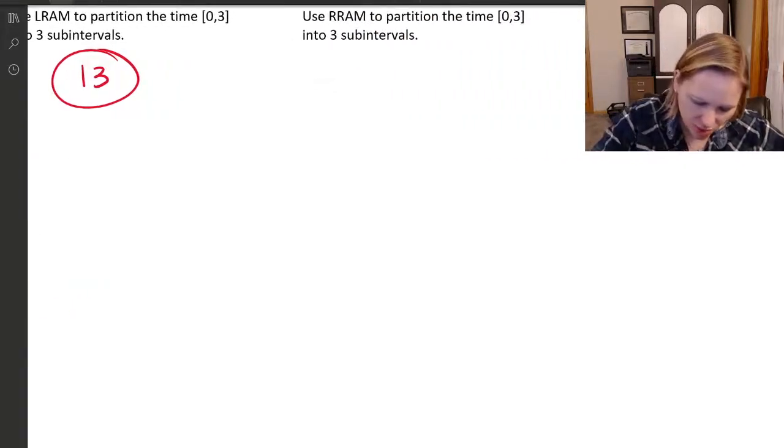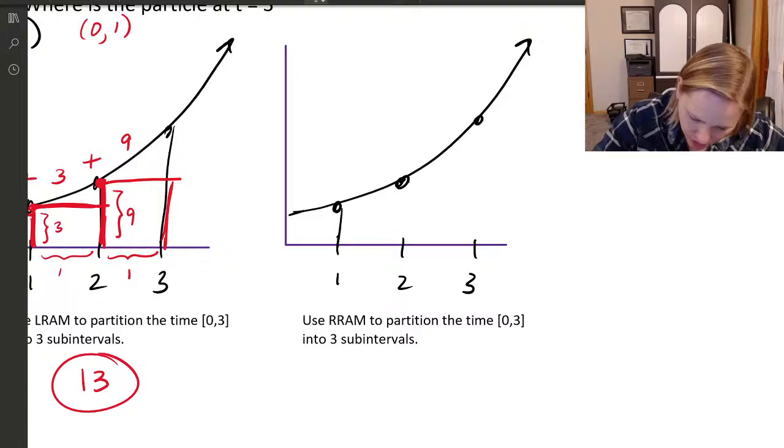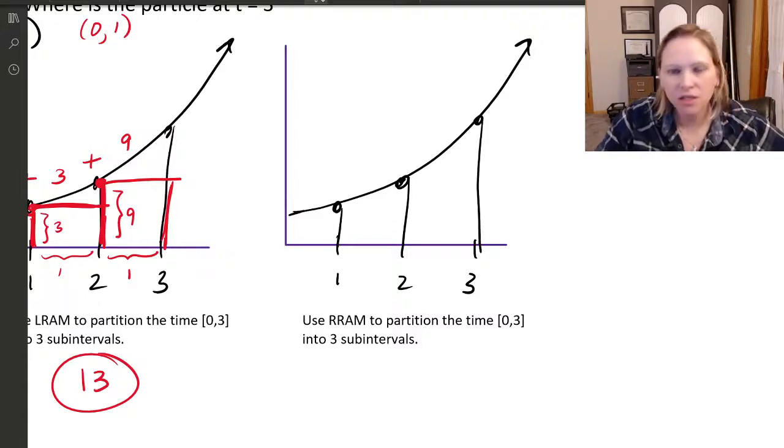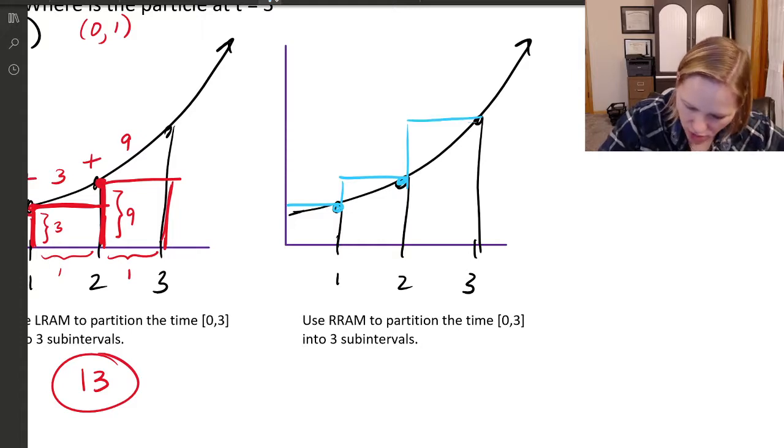So what does RRAM look like? Let's go ahead and use RRAM. RRAM uses the right side of the interval. So I'm going to do it the same way. I'm going to still drop these lines down. Boom, boom, boom. There's my 3 partitions. But this time when I draw my rectangle, I'm going to use the right side. So this one's going to be way over. Look at that. Those rectangles are so much bigger, so much taller than the curve.